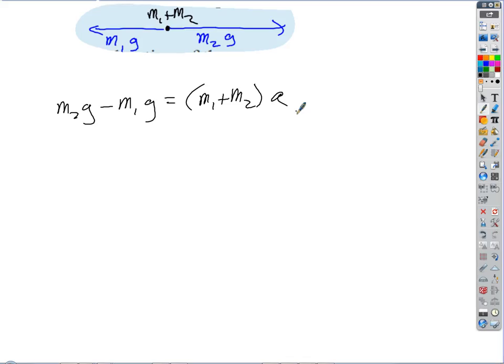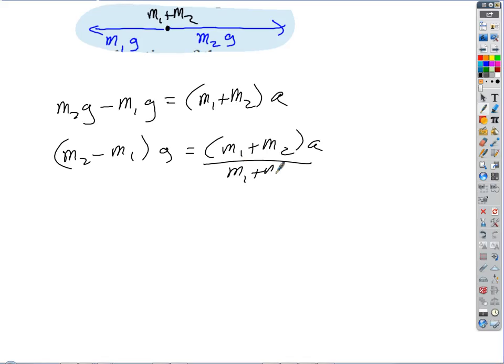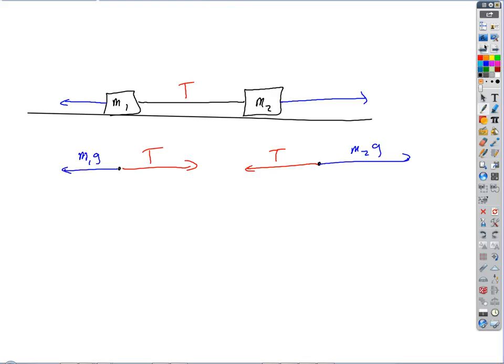So we know what G is, right? If we divide both sides by this, I could factor out the G like we did before: M2 minus M1 times G, and then divide each side through by M1 plus M2. And that's the same answer we got before, just a lot quicker. We just removed the middleman, because once again, those tensions didn't really do anything. It's all internal.